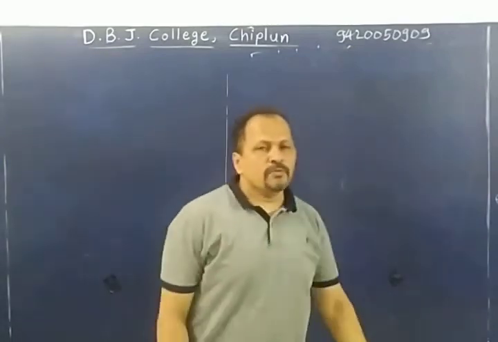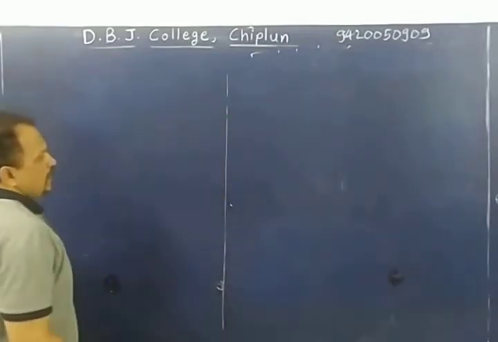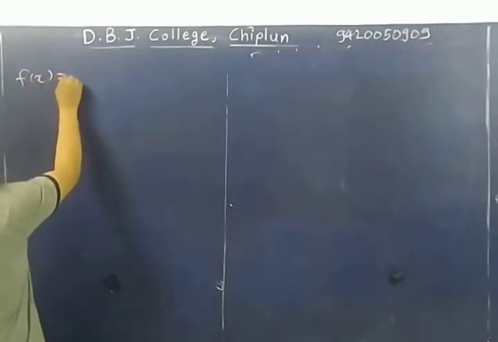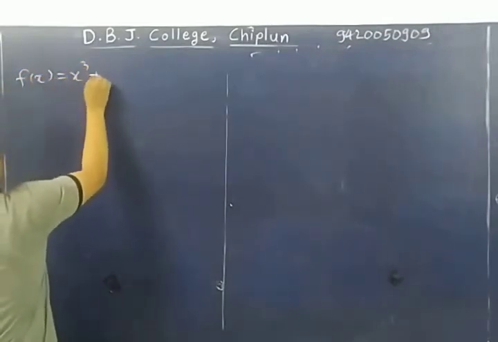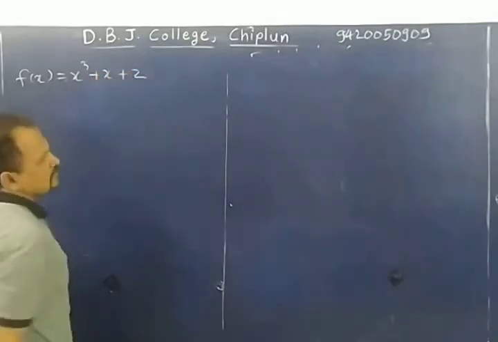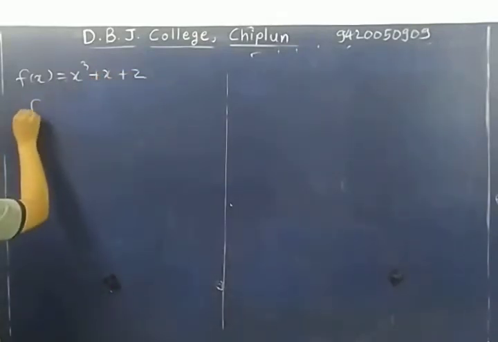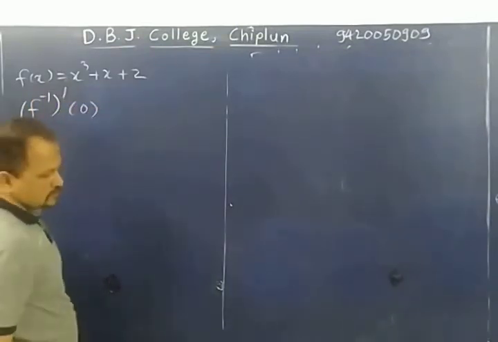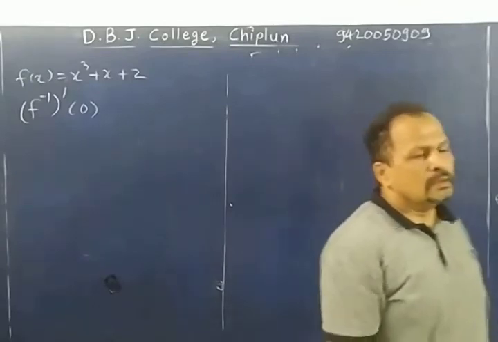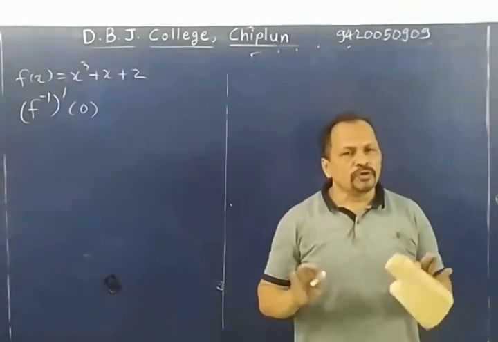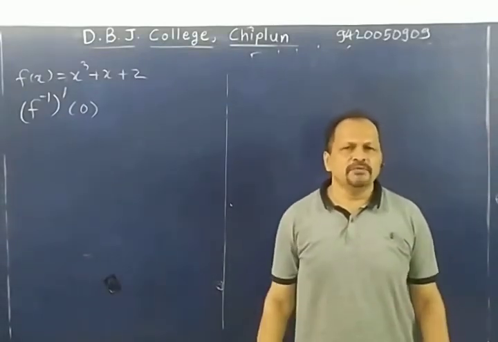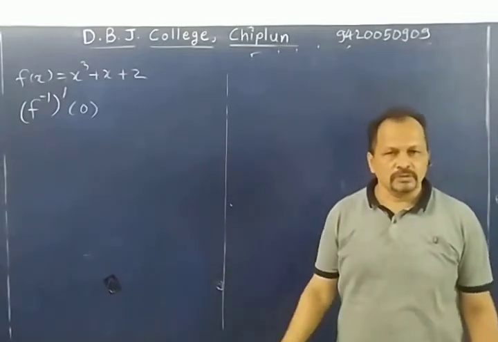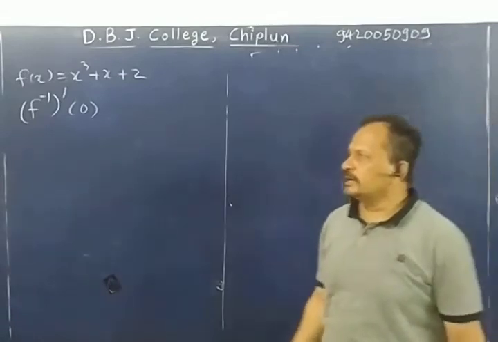One more problem from the book. F x is given to us, x cube plus x plus 2, and we want f inverse dash of 0. Only the notation is different. Everything is exactly similar to the previous problem we solved.